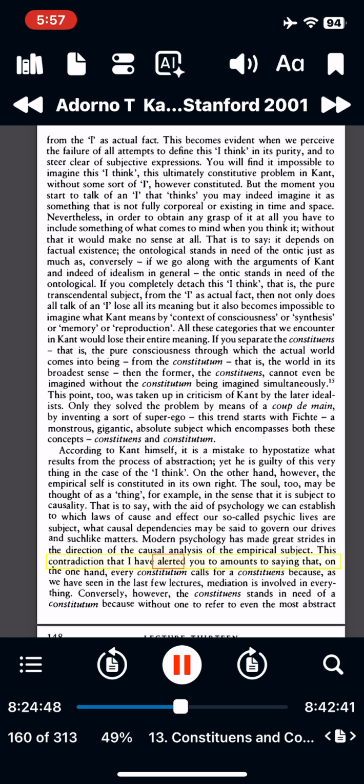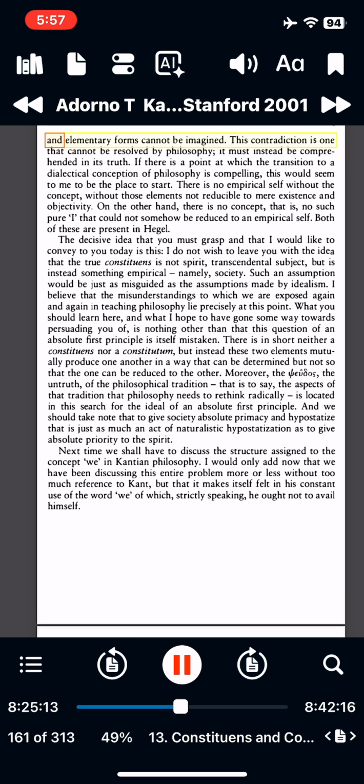This contradiction that I have alerted you to amounts to saying that, on the one hand, every constitutum calls for a constituens because, as we have seen in the last few lectures, mediation is involved in everything. Conversely, however, the constituens stands in need of a constitutum because without one to refer to even the most abstract and elementary forms cannot be imagined. This contradiction is one that cannot be resolved by philosophy. It must instead be comprehended in its truth. If there is a point at which the transition to a dialectical conception of philosophy is compelling, this would seem to me to be the place to start.